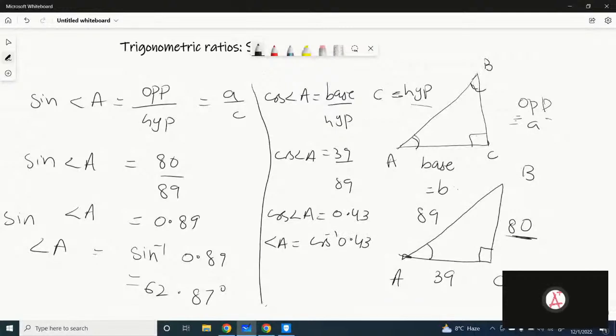Let's just calculate the cos inverse. Wait, let me just do cos inverse of 0.43.